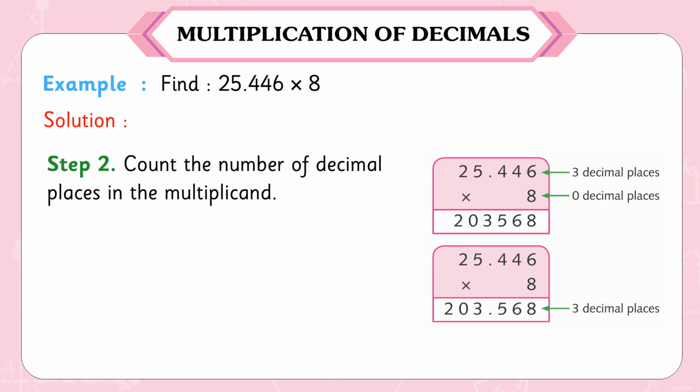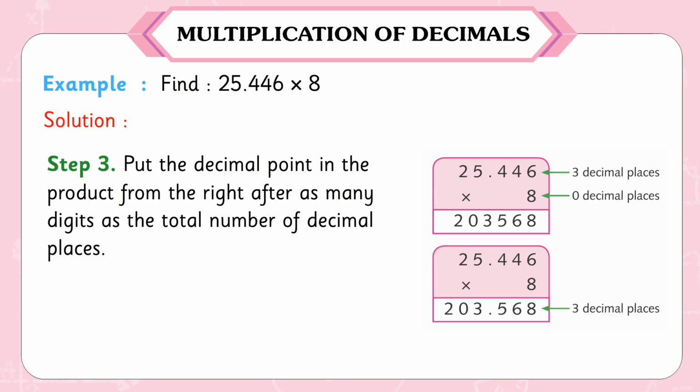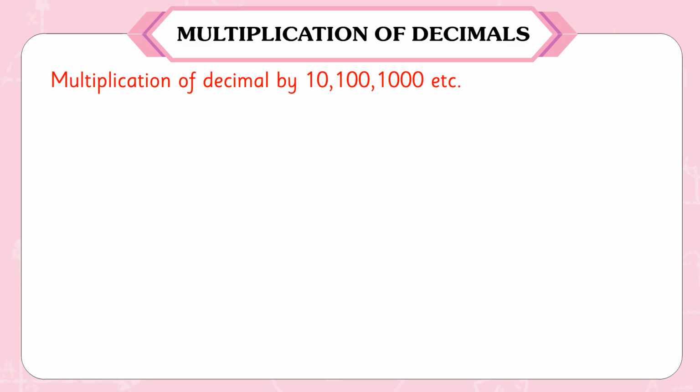Step 2. Count the number of decimal places in the multiplicand. Step 3. Put the decimal point in the product from the right after as many digits as the total number of decimal places. Multiplication of decimal by 10, 100, 1000, etc.